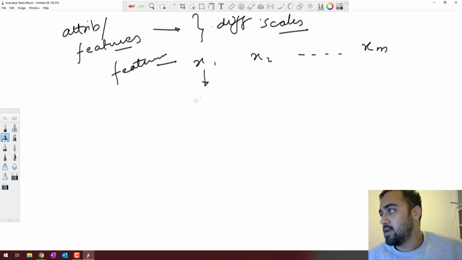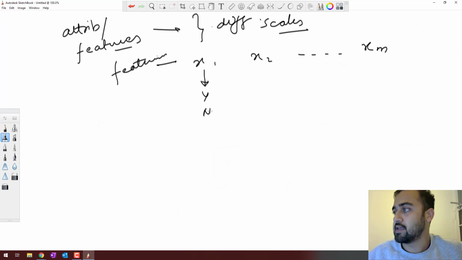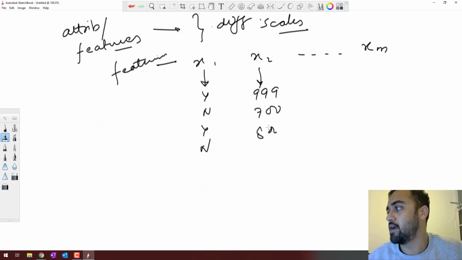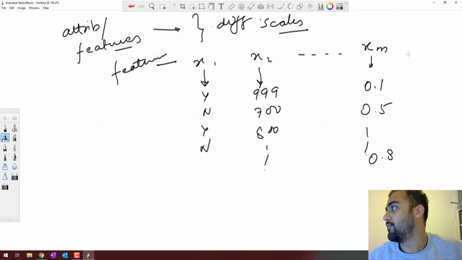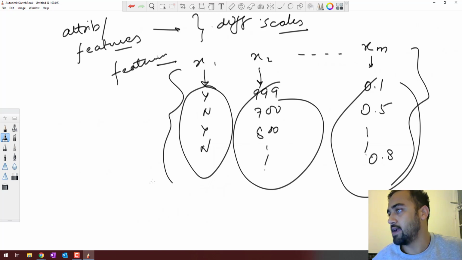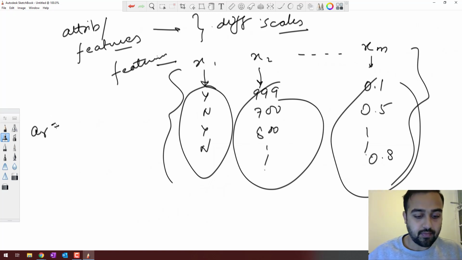Let's say x1 is a discrete feature, so it is either yes or no. x2 may be real valued, so it can be 999, 700, 800, or anything. Similarly, xm ranges between 0 and 1, so it can be 0.1, 0.5, and so on. So we have different types of values. But when we are presenting these data points to our algorithm, we need to normalize it. And to normalize it, we need to scale these features with respect to each other.